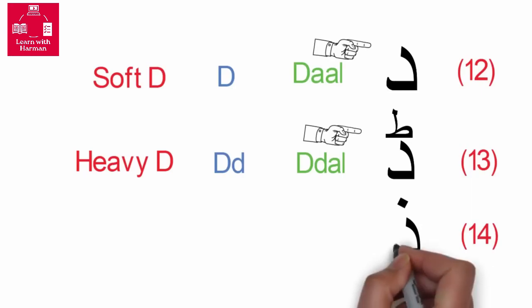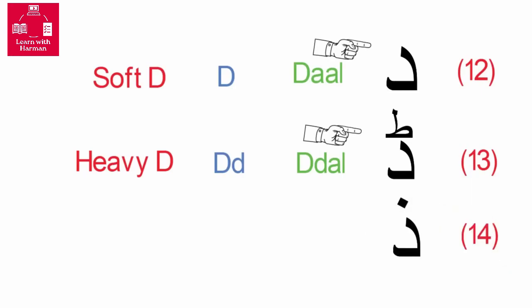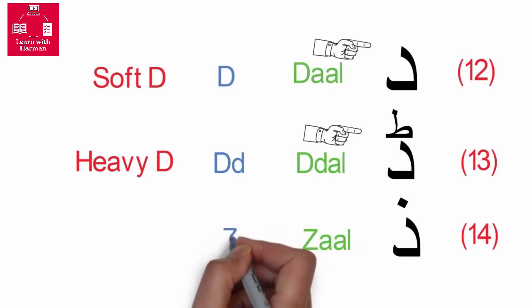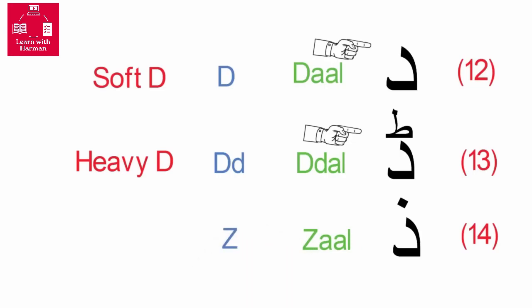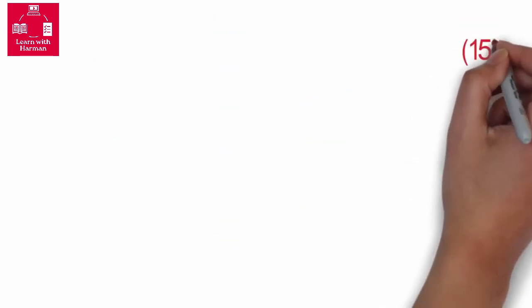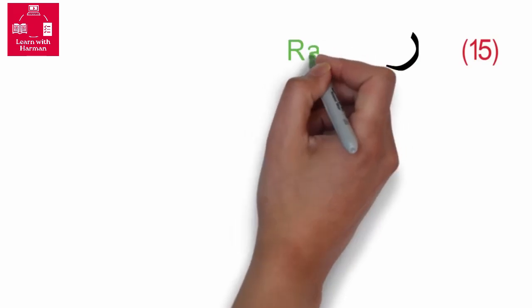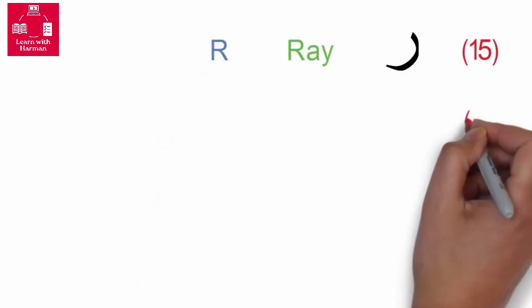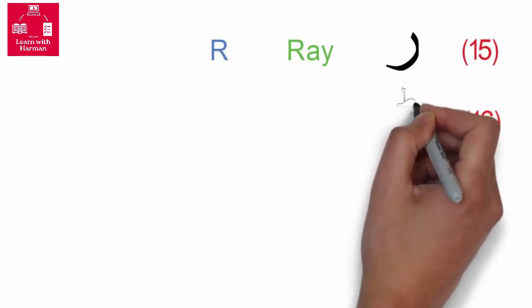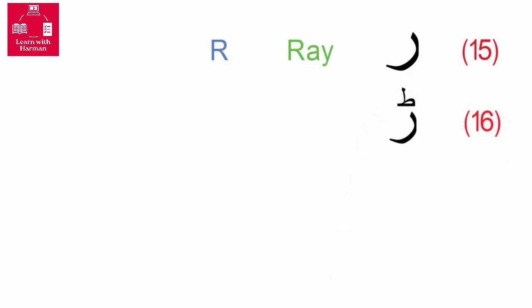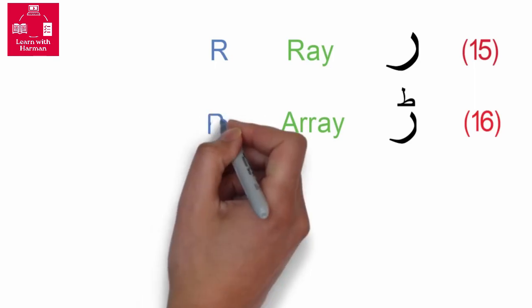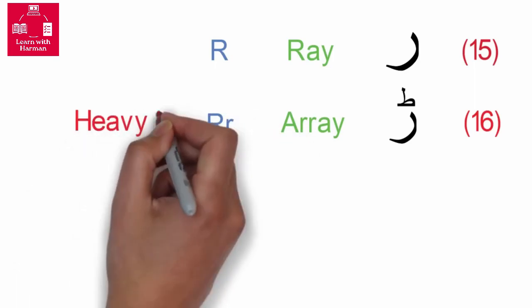Zal. Zal. It's like Z in English. Re. It's R in English. Re. It's double R. It's heavy.